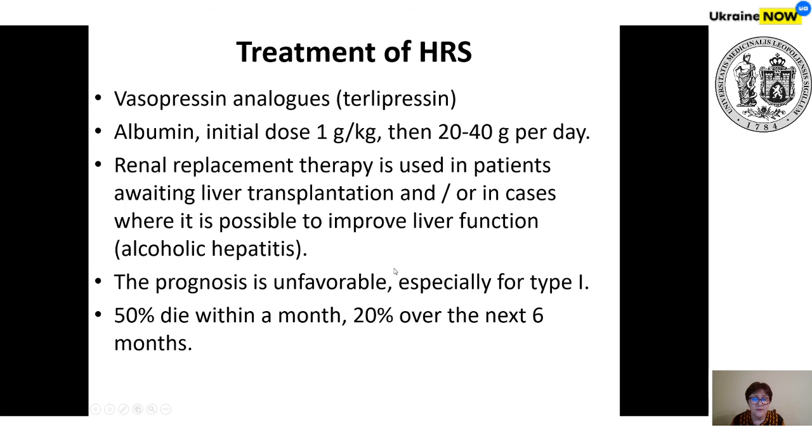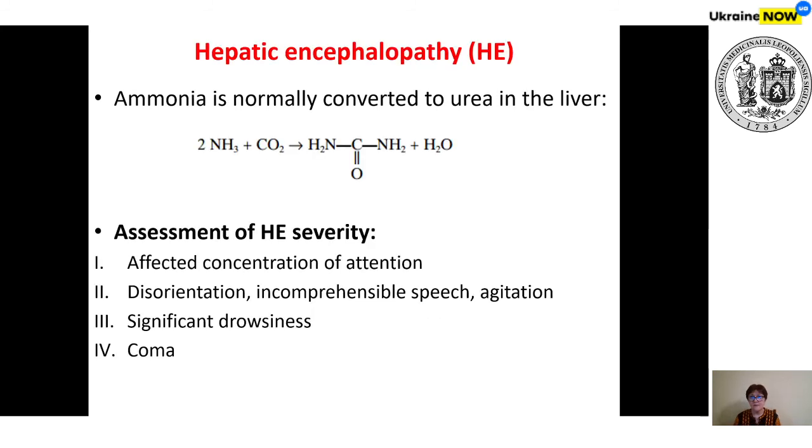It's used in patients awaiting liver transplantation and in cases where it's possible to improve liver function. The prognosis is unfavorable, especially for type 1. Half of patients die within a month, and 20% over the next 6 months. Hepatic encephalopathy. The main pathogenetic point for developing hepatic encephalopathy is toxic effects of ammonia.